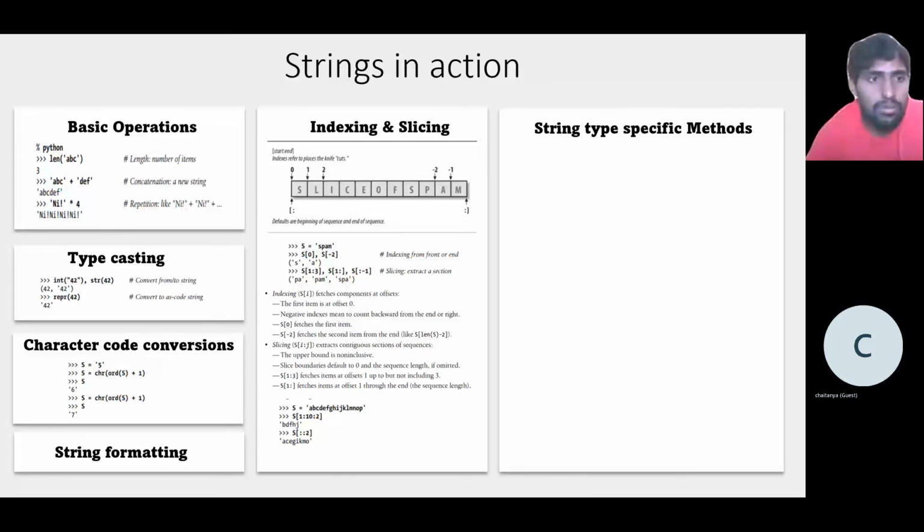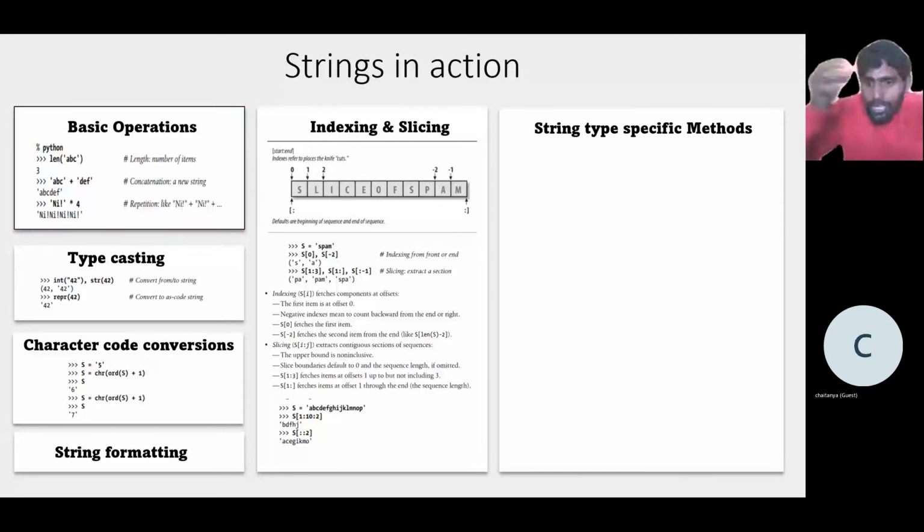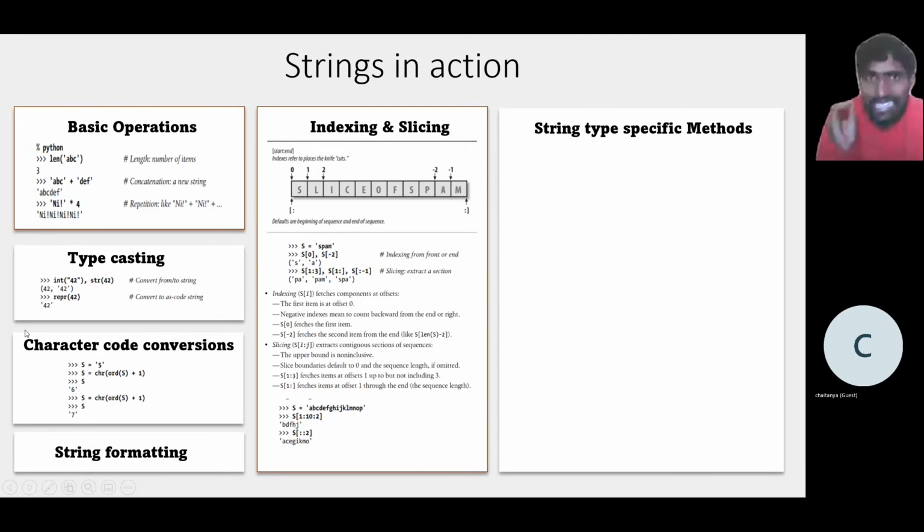So now, what are basic operations? Basic operations are finding the length of a string, concatenating two strings: Chaitanya plus Kakinada will give Chaitanya Kakinada. And the third one is repeating: Chaitanya times 5, you'll get Chaitanya five times. These are basic operations, and these are common for all objects. Now we will enter into indexing and slicing. Indexing and slicing, by and large, you know.